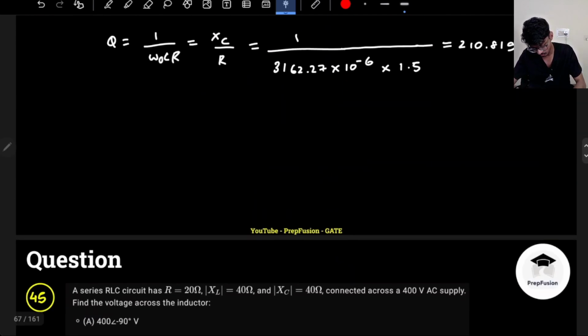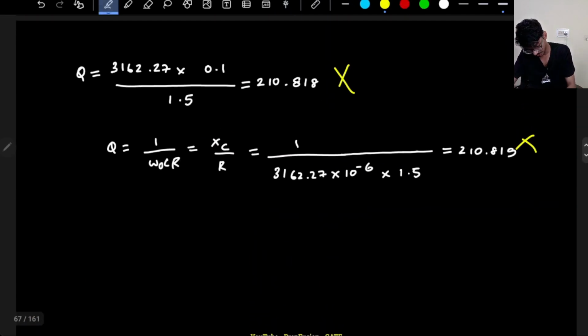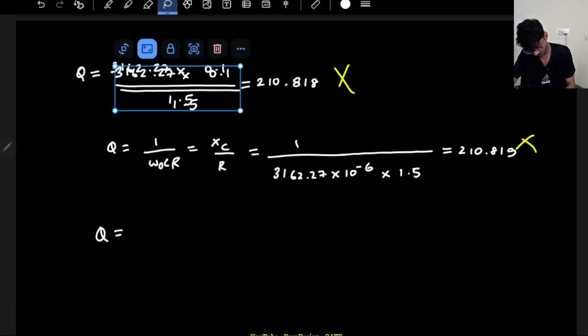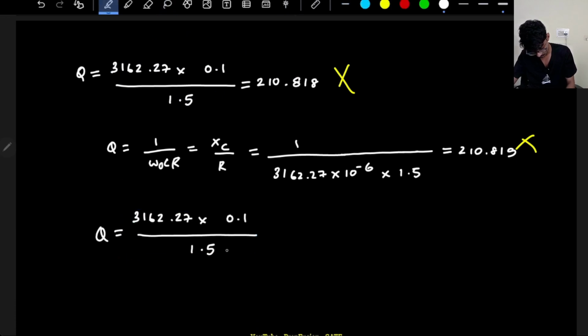So if I add an extra 4 ohm resistor, basically what will happen is my quality factor here will be this whole number divided by 5.5, that is 1.5 plus 4. Okay, so this will come out to be, let me just do this, 316.227 divided by 5.5, so it is 57.4958, and here also I think we will get the same value only.